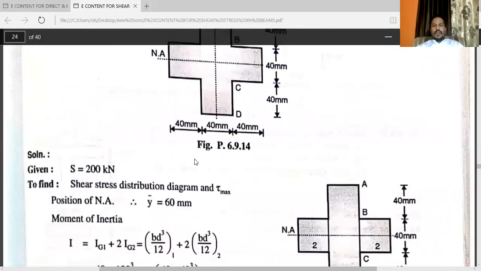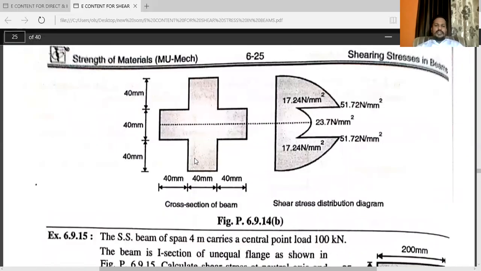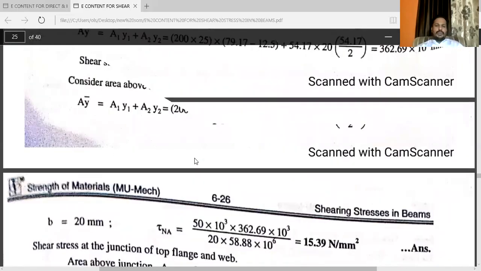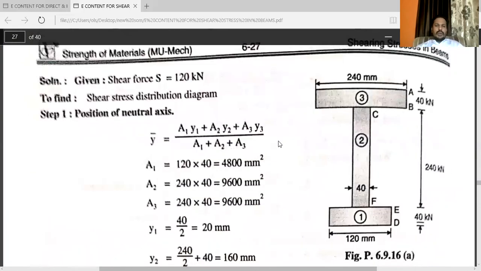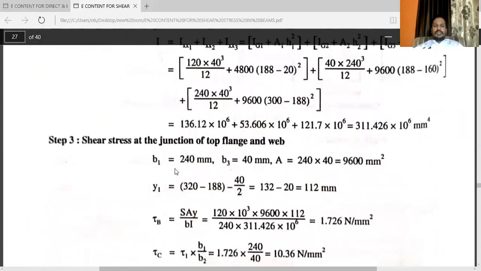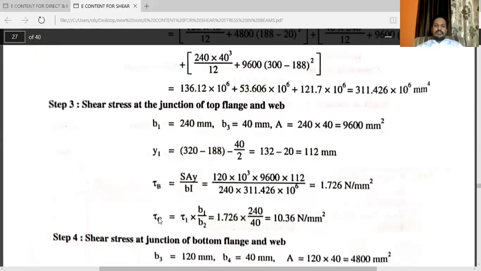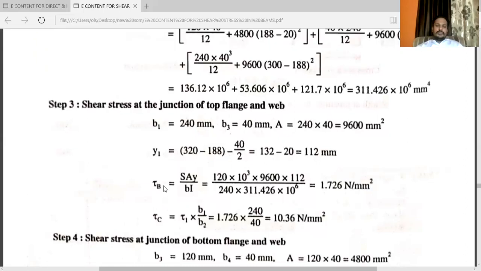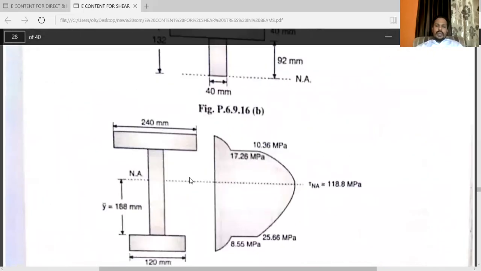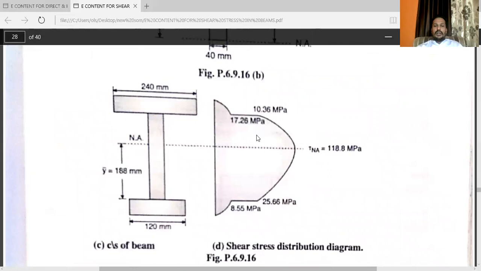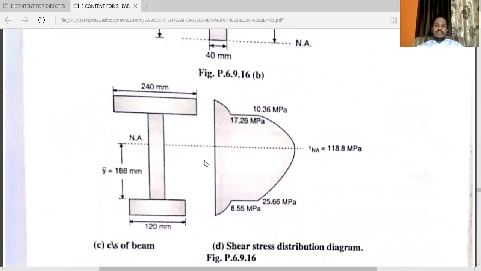See, one more important point in the chapter, that is the shear connector, that I will explain in the next video. Here you can see this is the I section. For I section, you have to calculate Y bar, then moment of inertia, then maximum shear stress, and after that tau 1, tau 2, tau 3. For top flange and bottom flange, you have to calculate tau 1, tau 2, tau 3, and tau 4. Accordingly, you can draw this diagram. This is the neutral axis.